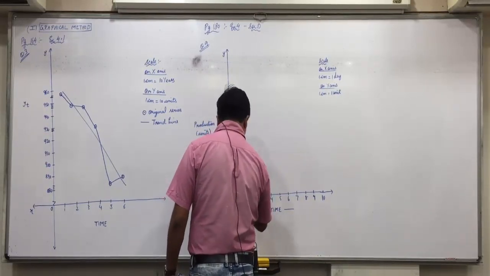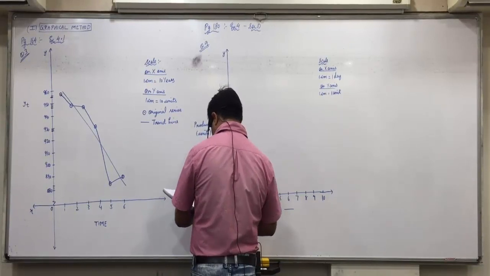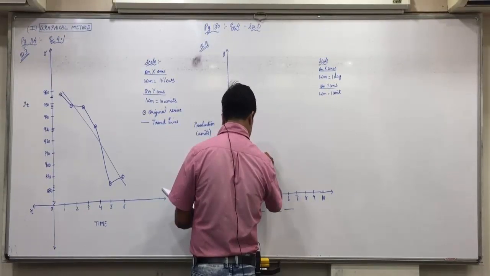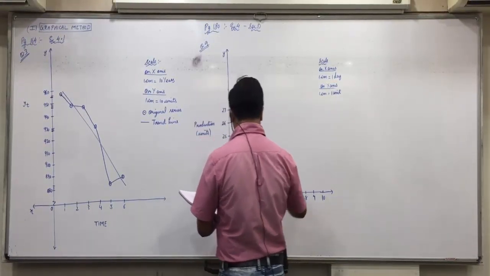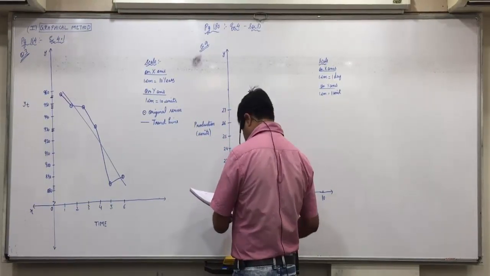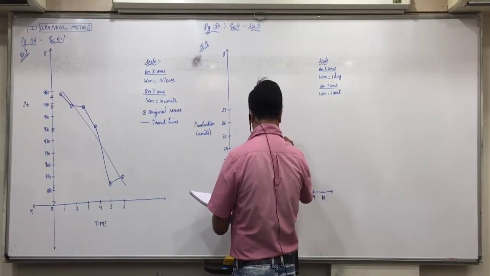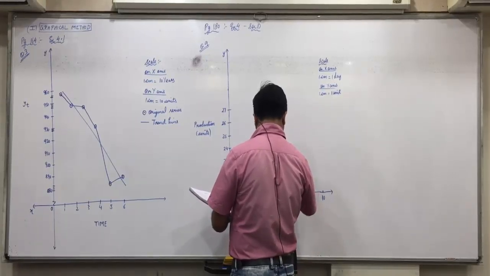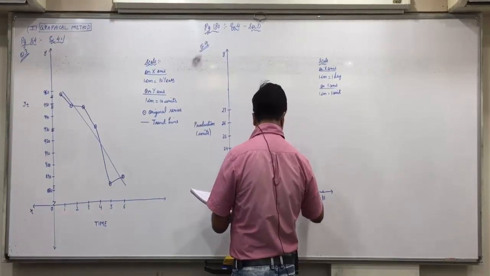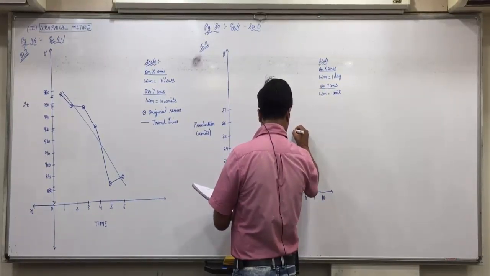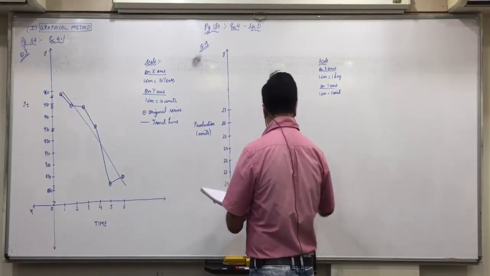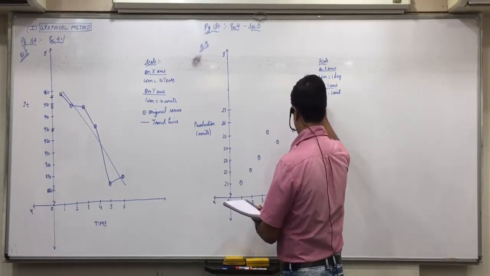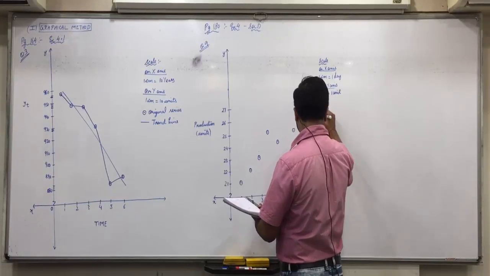Day 1 is 21. Then day 2 is 22. Then day 3 is 23. Then day 4 is 25. Day 5 is 24. Day 6 is 22. Day 7 is 25. Day 8 is 26. Day 9 is 27. And day 10 is 26.